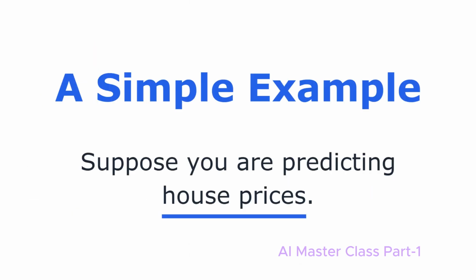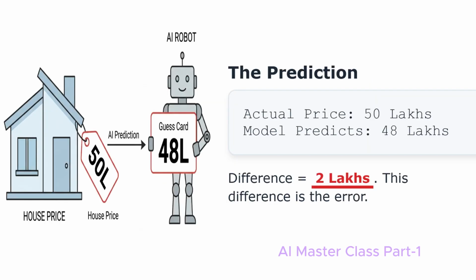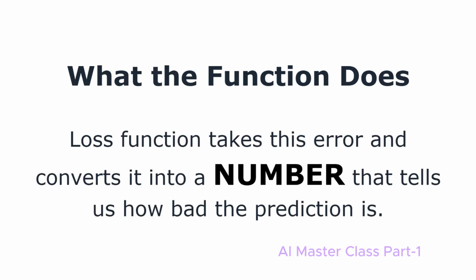Now let us understand this with a simple example. Suppose you are predicting house prices. The actual price of a house is 50 lakhs. Your model predicts 48 lakhs. So there is a difference of 2 lakhs. This difference is the error. Loss function takes this error and converts it into a number that tells us how bad the prediction is.